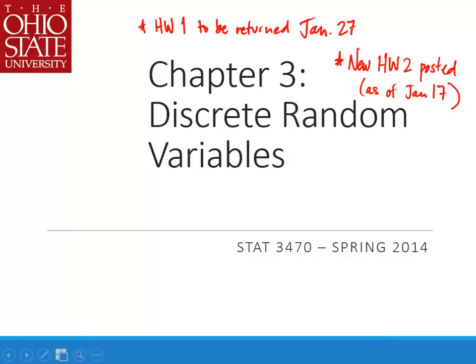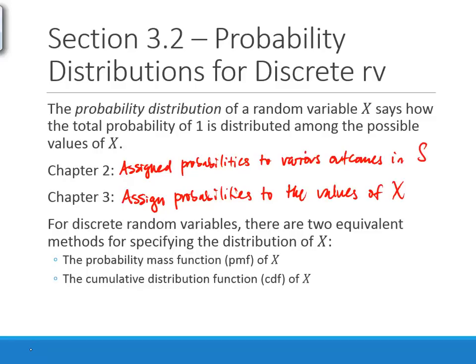Okay, well, today we're going to resume our discussion on chapter 3. We'll be talking about chapter 3 for a little while yet here. Remember that we're talking about discrete random variables. And just to refresh you, we talked a little bit about what random variables are earlier in this chapter.